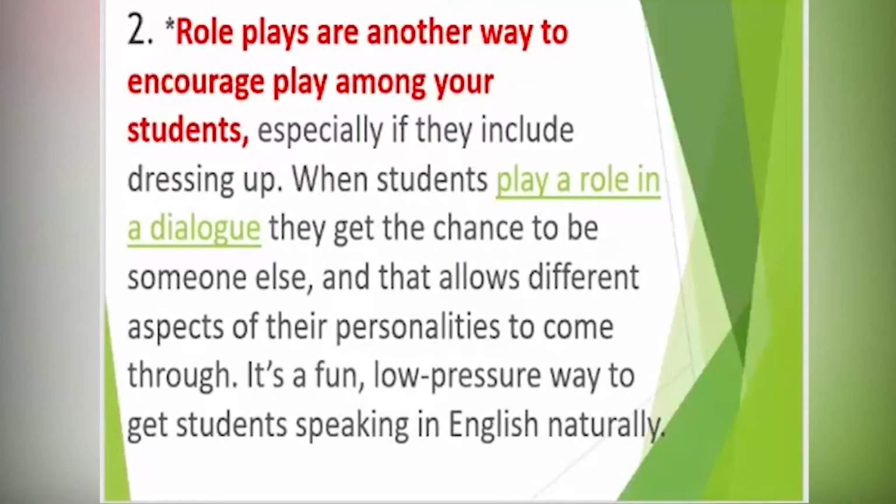When students play a role in a dialogue, they get the chance to be someone else, and that allows different aspects of their personalities to come through. It's a fun, low-pressure way to get students speaking in English naturally. You might especially consider role-play activities with older students who aren't interested in playtime, but do want a chance to relax and engage with English freely.